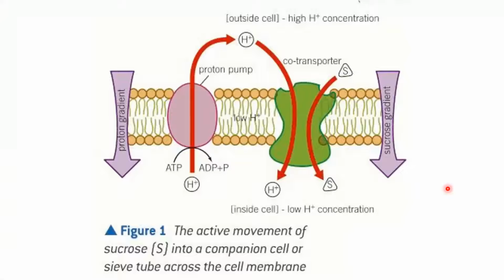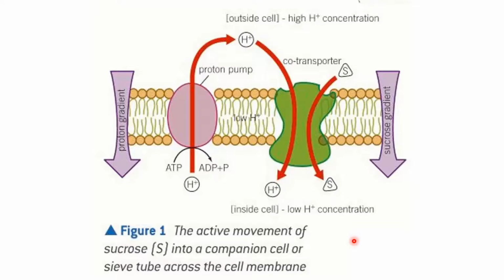This is another diagram that is showing you how hydrogen is actively sent through this proton pump outside the cell. It creates a high proton gradient there, right? And because of that, it enters through the co-transporter, which is a carrier protein, but it brings along sucrose with it as well. Then the sucrose from the companion cell can go into the sieve tube element through the plasmodesmata.